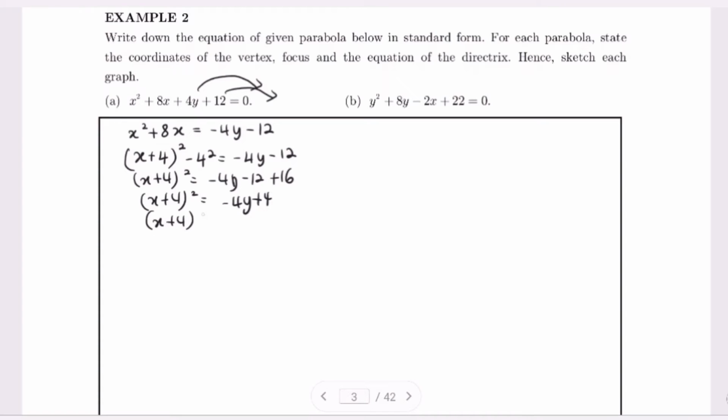As you all know, you have to make sure the coefficient of y is 1, so you need to factorize negative 4 and get y minus 1. Okay, we're going to compare with (x minus h) squared equals 4p(y minus k). To get the values of 4p equals negative 4 and p equals negative 1. So since p is less than 0, therefore we're going to get open downward.